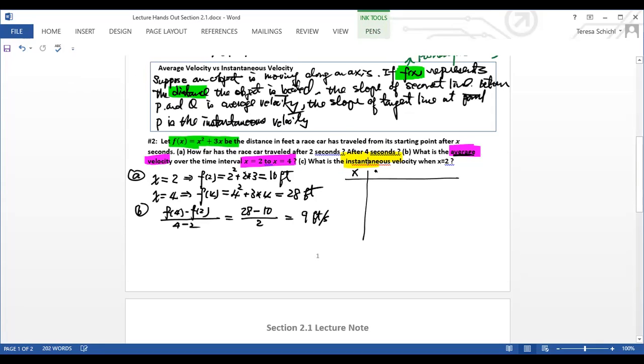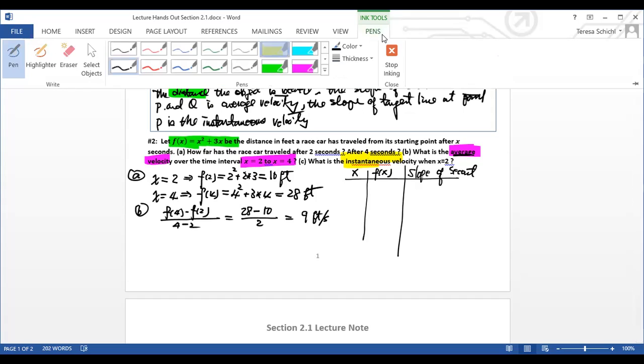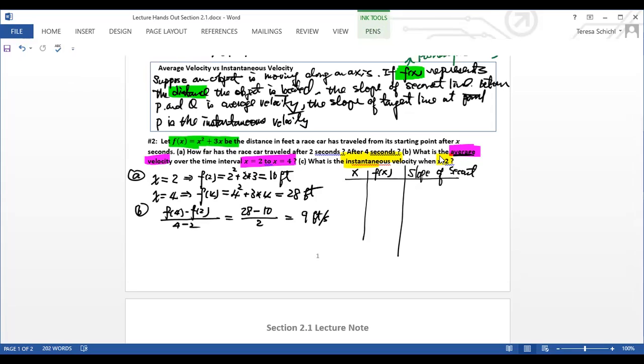So this is my x, this is my f of x, and this is the slope of the secant. Okay, so let's start, all right? Because from 2 to 4 seconds, right? Okay, so I want to find the instantaneous velocity when x is equal to 2 here. Okay, so let's start approaching that. First, let's start with 3.